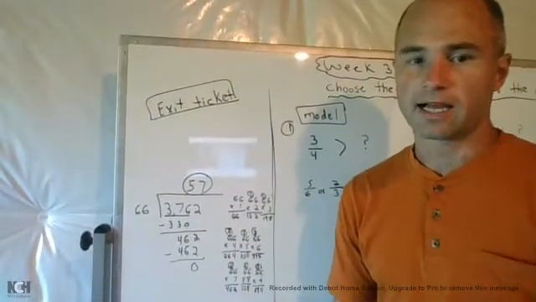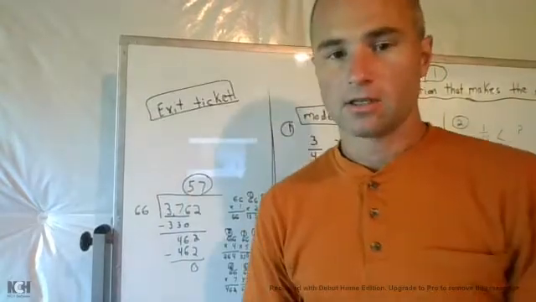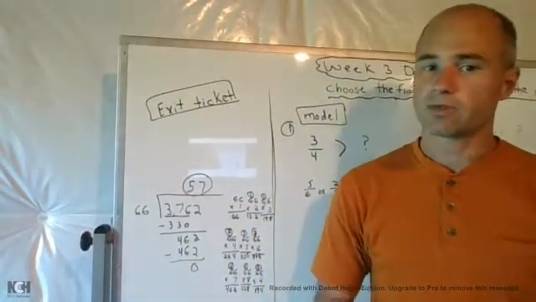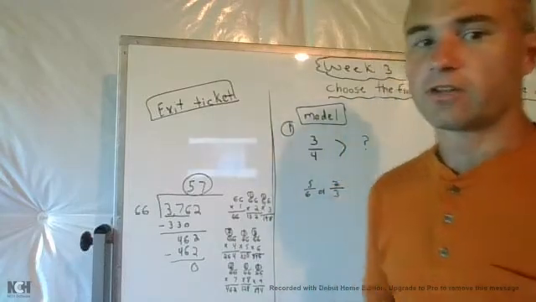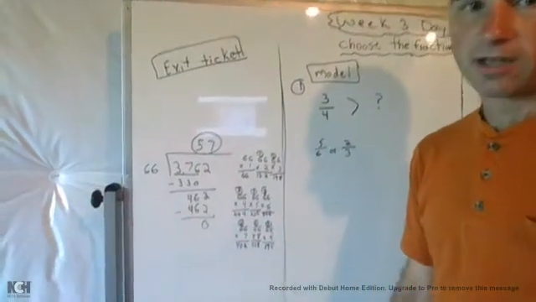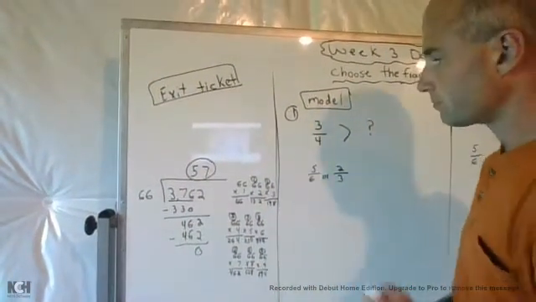Let's go over last week's exit ticket. This was a bit of a tricky one, pretty challenging. The answer was 57. Let's figure out how it was 57.